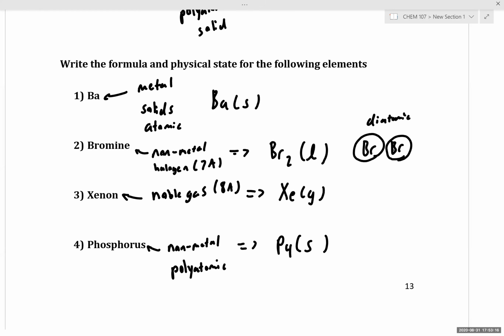So when we say diatomic, we mean 2 atoms. When we say polyatomic, we mean 3 or more atoms. With this subscript number here indicating the number of atoms found in the chemical formula. Did that answer your question?